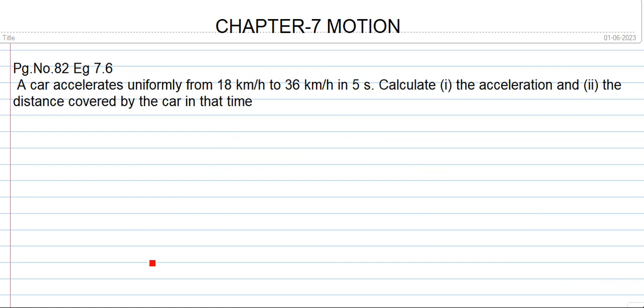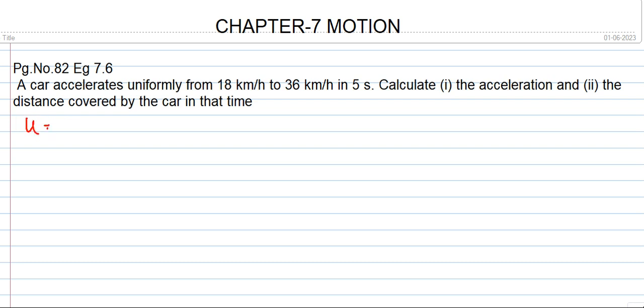This sum is in page number 82, example 7.6. The sum reads, a car accelerates uniformly from 18 km per hour to 36 km per hour in 5 seconds. Calculate the acceleration and the distance covered by the car in that time. So we have the similar question as we did in example 7.5. What is the difference here is, we have an initial velocity u. Here u is 18 km per hour and v is 36 km per hour, and time is also given.